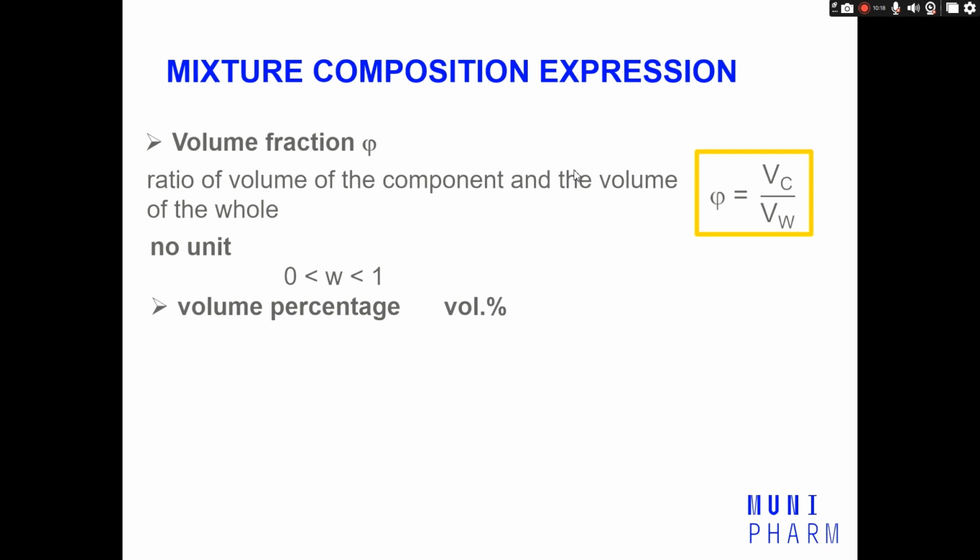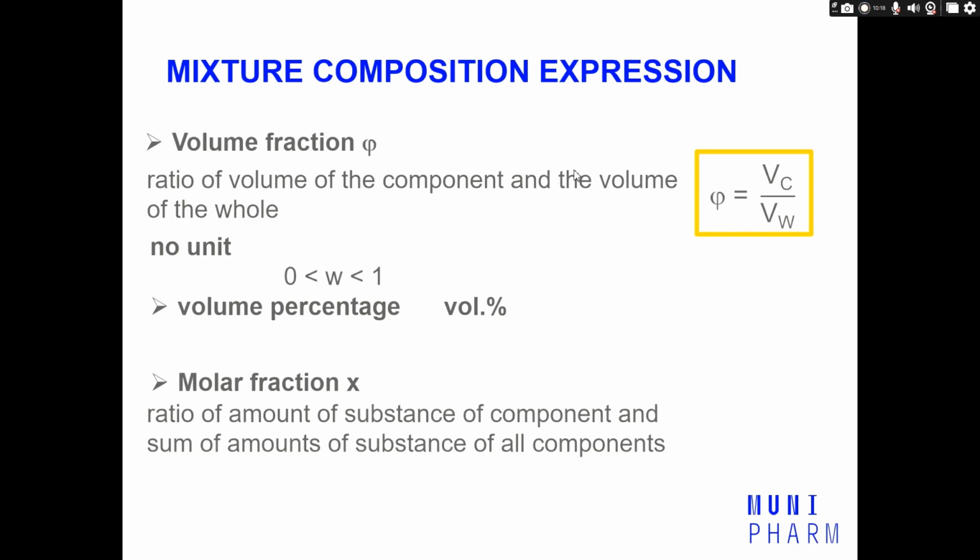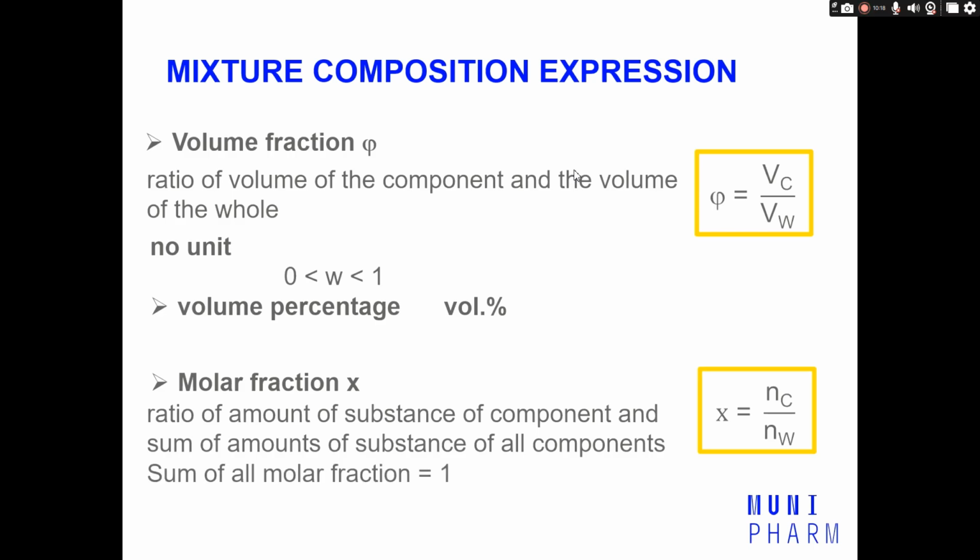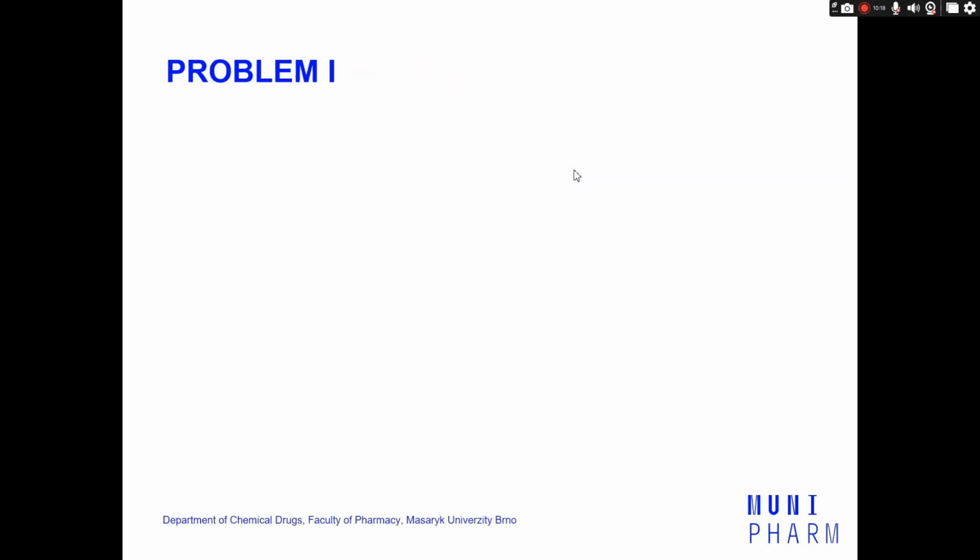The molar fraction X is then obtained as the ratio of the amount of substance of the component and the sum of the amounts of substance of all the components. Here, a sum of the molar fractions has to be 1, and again, it has no unit. So let's look at the first problem.